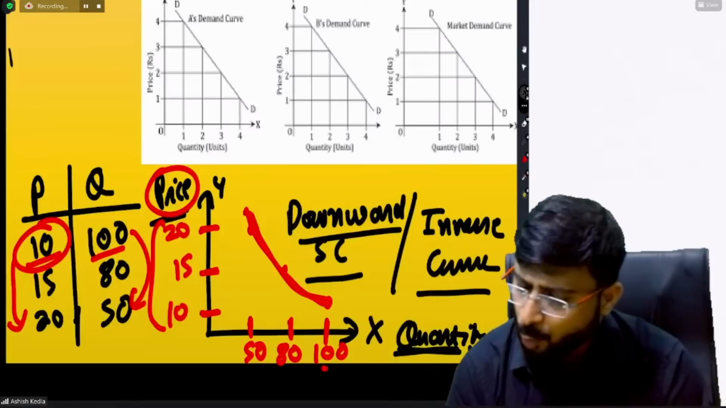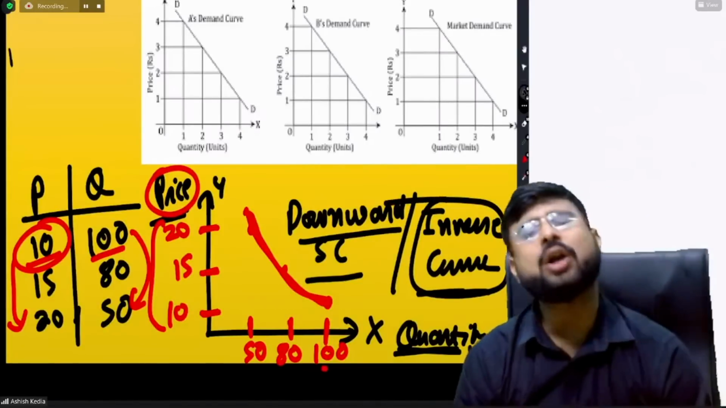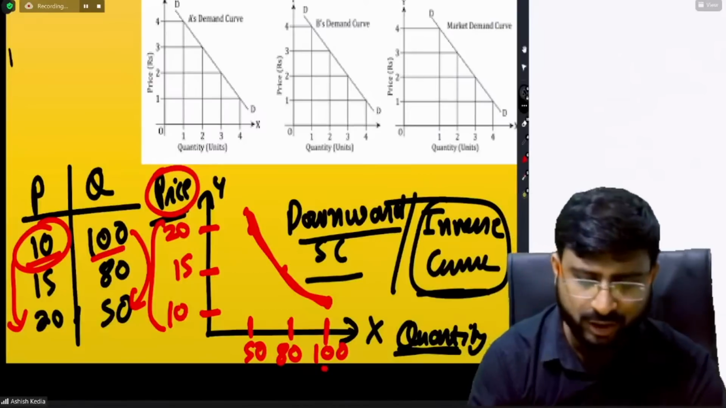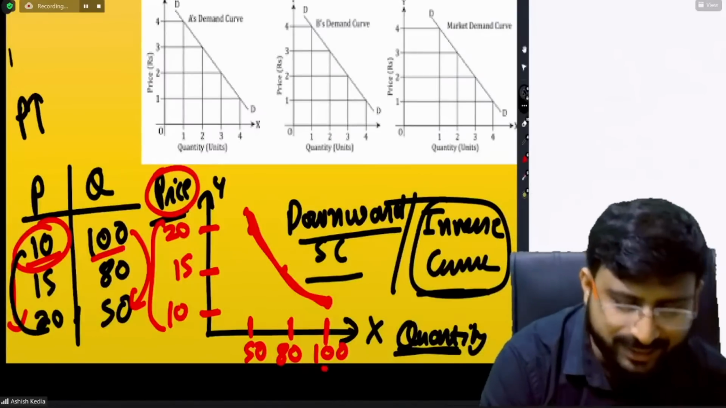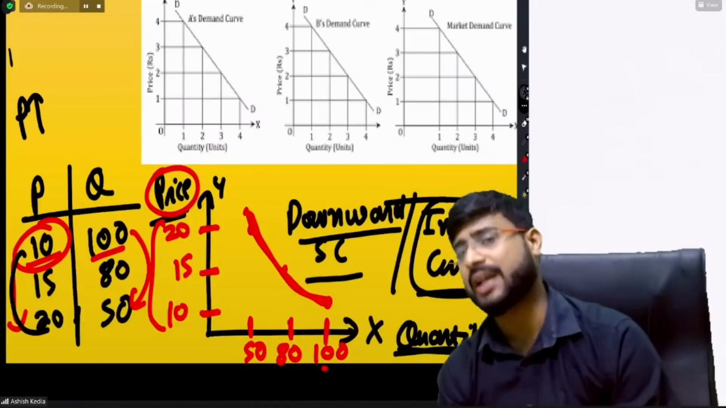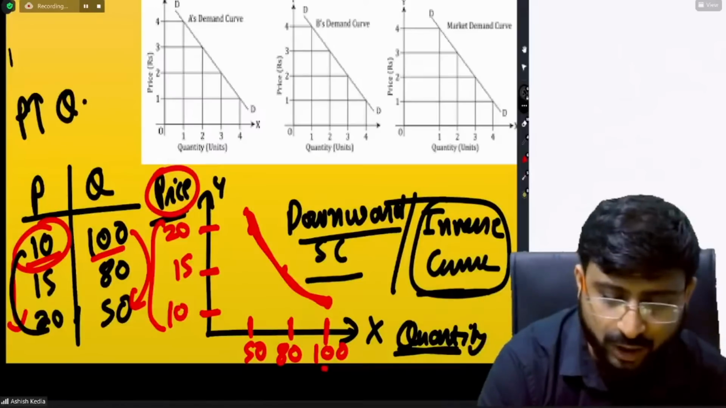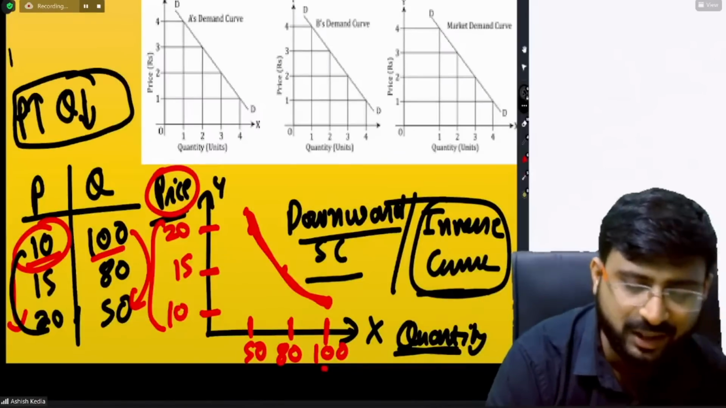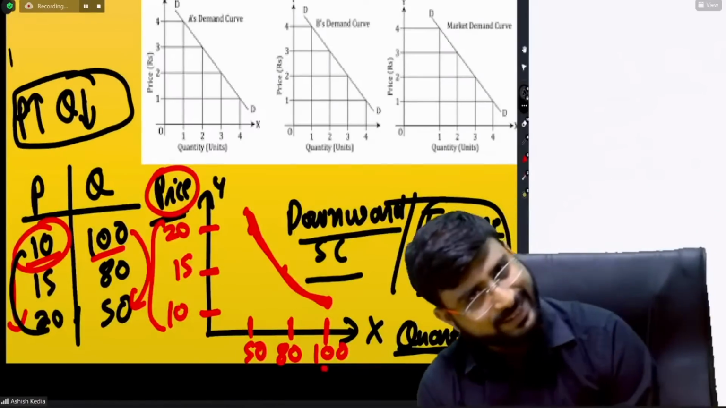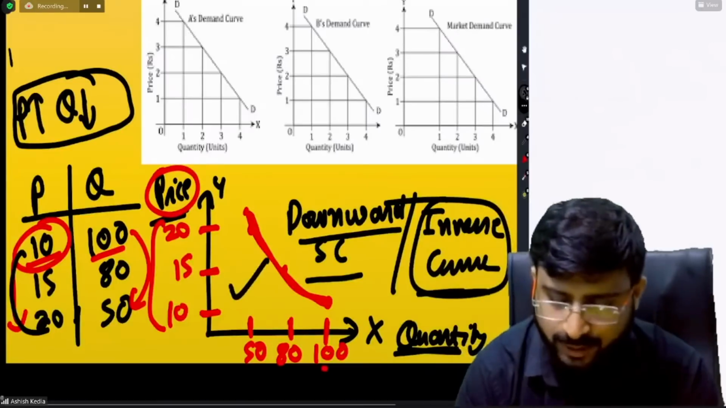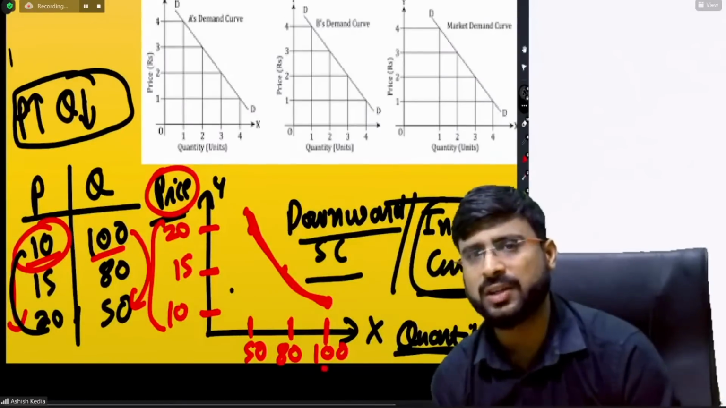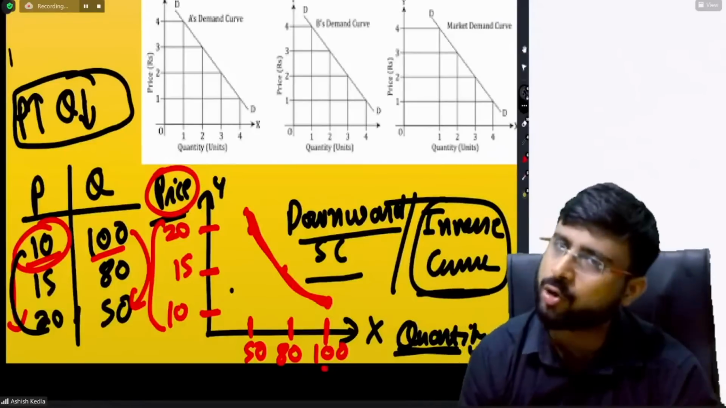But sir, why is it called an inverse curve or a negative curve? You see what is happening. When price is rising, quantity is what? Rising or falling? Quantity is falling. So this is called an inverse relationship. Whenever there is an inverse relationship, the graph will be like this. Negative sloping, downward sloping graph, always like this.